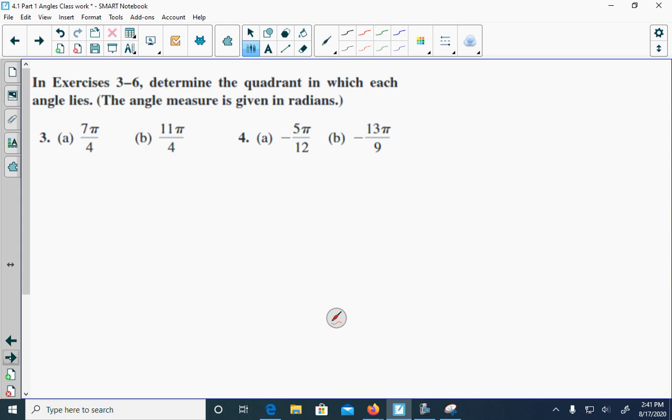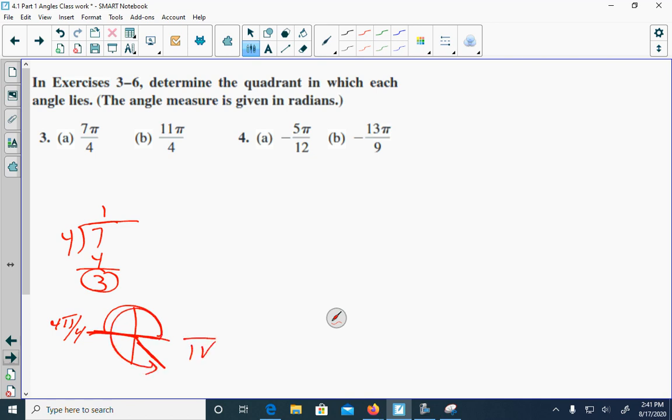Exercises 3 and 4 want you to determine the quadrant in which each angle lies. So I have 7 pi over 4. I'm going to take 7 and divide it by 4, old-fashioned division from 3rd grade: 1, with 3 left over, so I have 1 and 3/4. This goes all the way around, so that would be 4 pi over 4, and then this 3/4 is more than 1/2, so it puts it over here. So 7 pi over 4 is going to be in the 4th quadrant. Remember, to name the quadrants, you have to use Roman numerals.